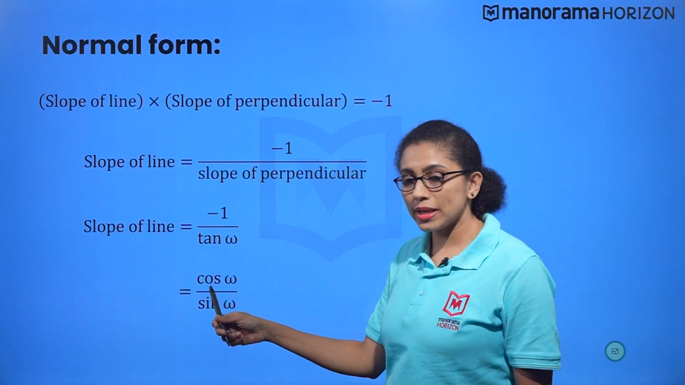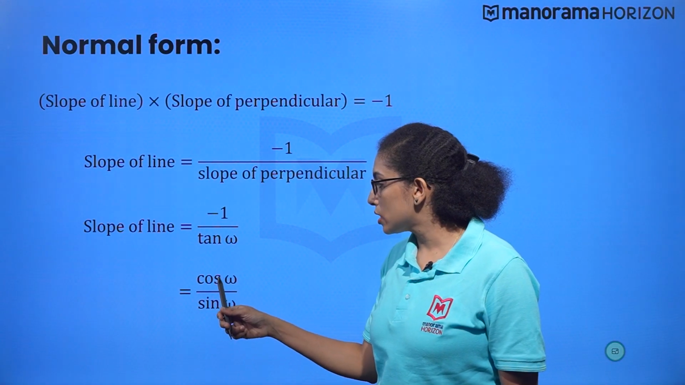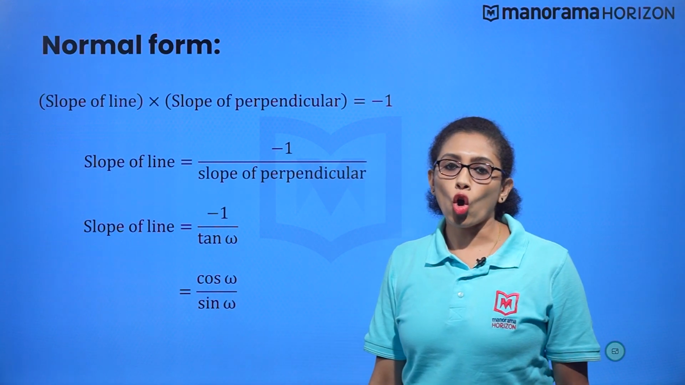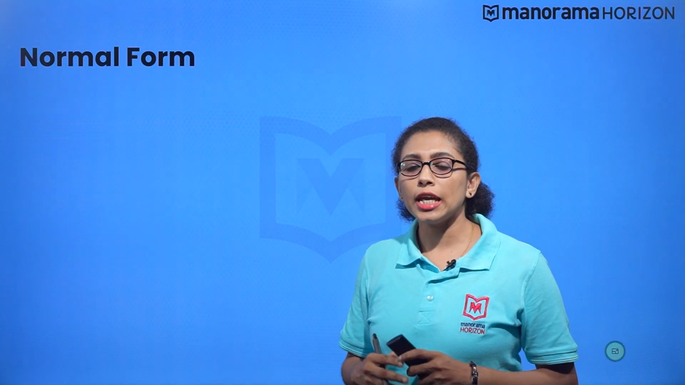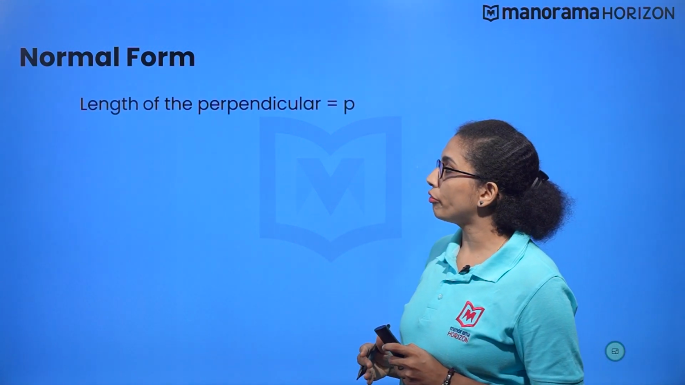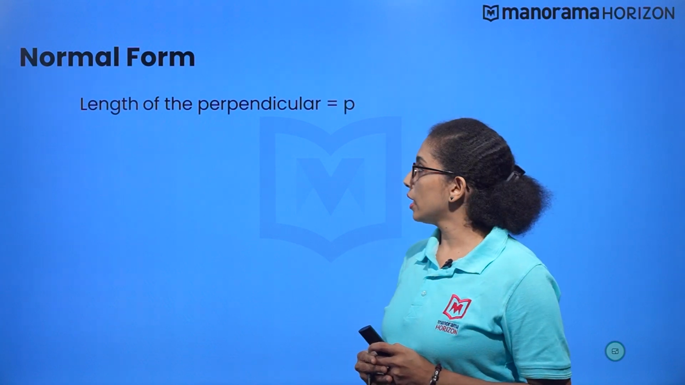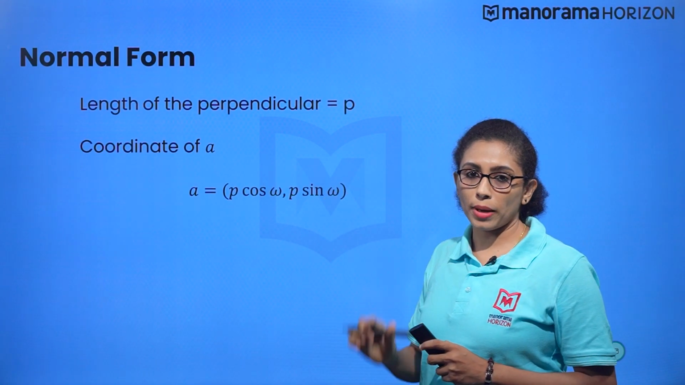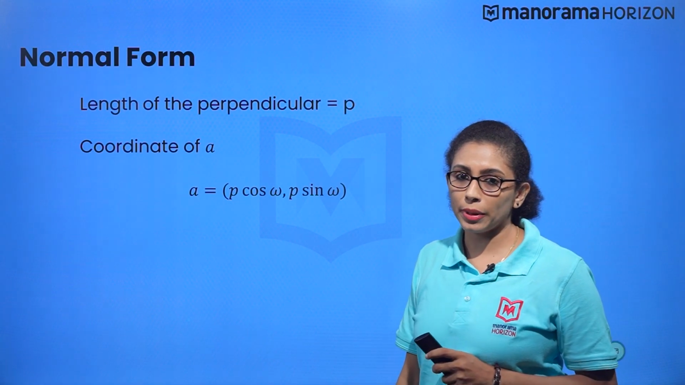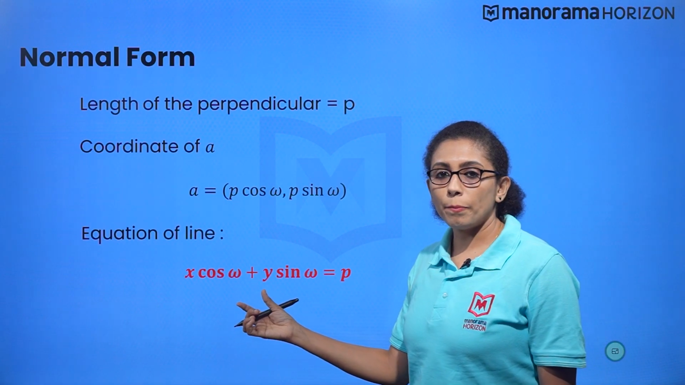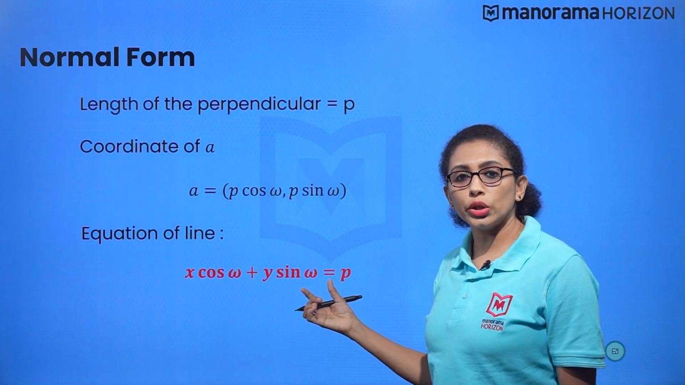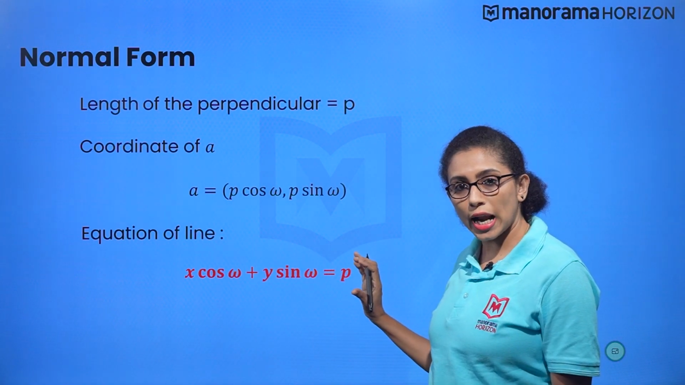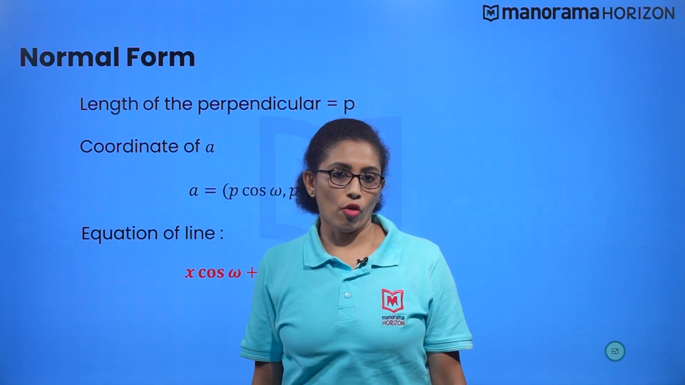And tan, we can replace it as sine by cos. We get it as minus cos omega by sine omega. Now suppose the length of the perpendicular is p, then the coordinates of point A will be A is equal to P cos omega, comma P sine omega. So, the line will be x cos omega plus y sine omega is equal to P. This is the equation of the line in normal form. Let's look at an example for the normal form.